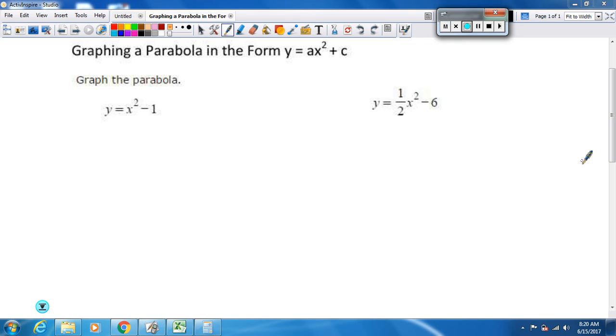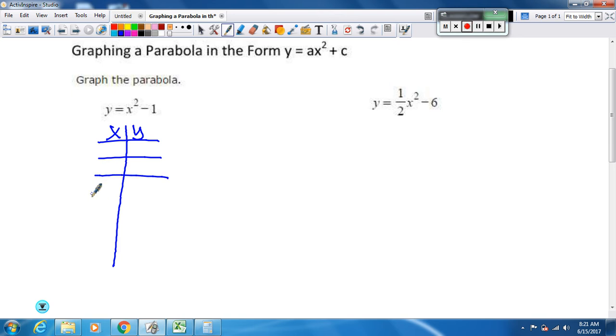Okay, this is a specific form of a parabola. There are not three terms, there are only two terms, a squared term and a constant. And whenever that happens, you always want to use 0 as your x-coordinate of your vertex. Now, I'm going to make an xy table, and I'm going to put 5 points on it.